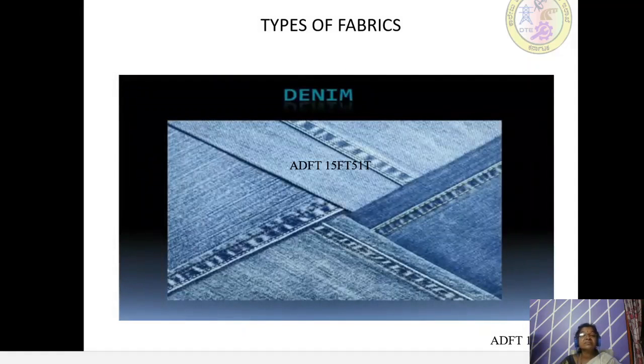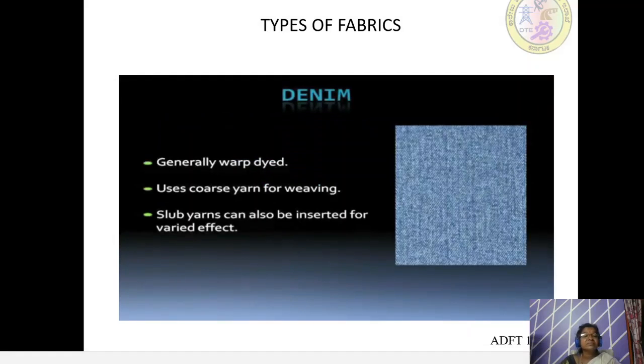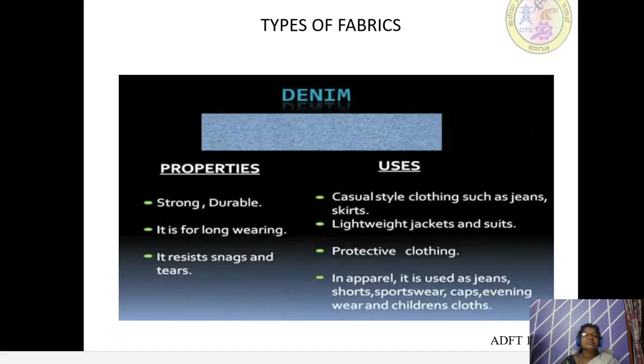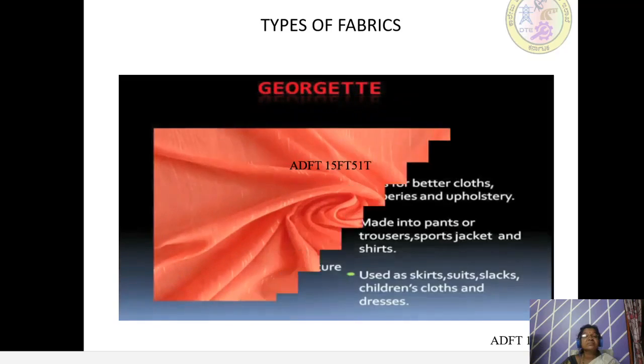Denim fabric. It's generally warp-dyed, and uses coarse yarn for weaving. Slub yarns can also be inserted for a variety effect. Denim fabric is strong and durable, it's for long wearing, and it resists snags and tears. It's used in casual style clothing such as jeans, skirts, lightweight jackets and suits, and protective clothing. In apparel, it is used as jeans, shorts, sportswear, caps, evening wear and children's clothes.